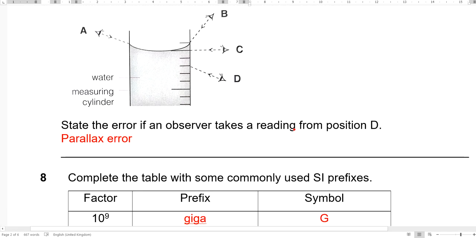Okay. Complete the table with commonly used SI prefixes. Now, the first one I've shown you on the screen already: 10 to the power of 9. What exactly does 10 to the power of 9 mean? It is 10 times 10, how many times? 9 times. Is it a very big number? Yes. 10 to the power of 9 simply means 1, 0, 2, 3, 4, 5, 6, 7, 8, 9.